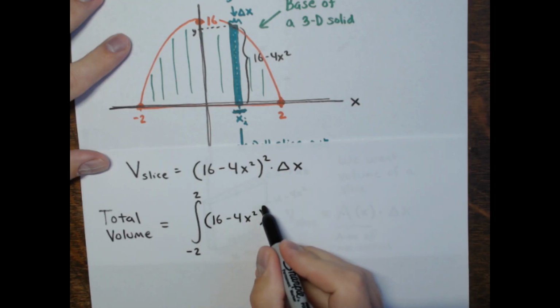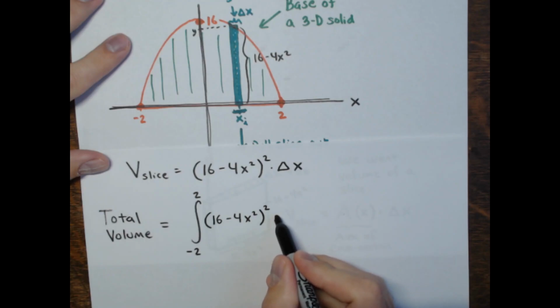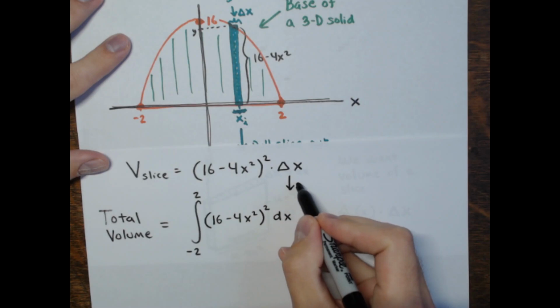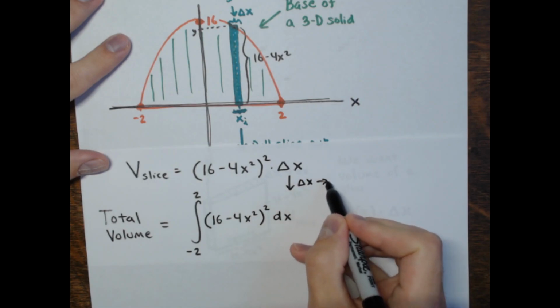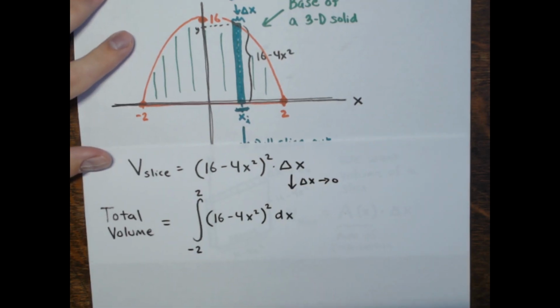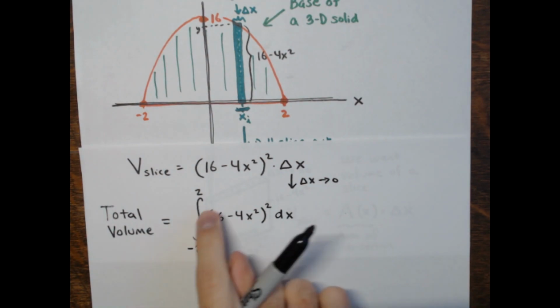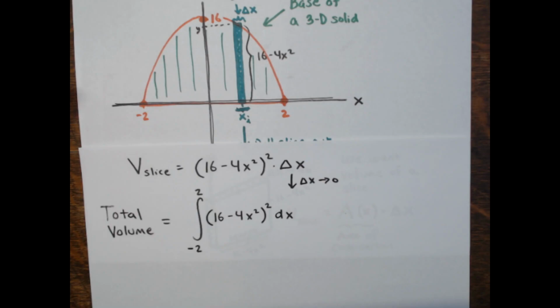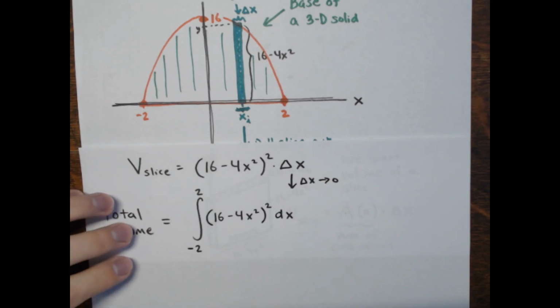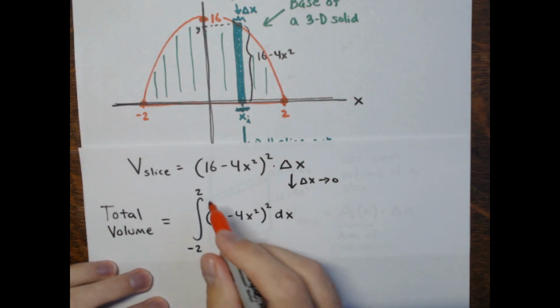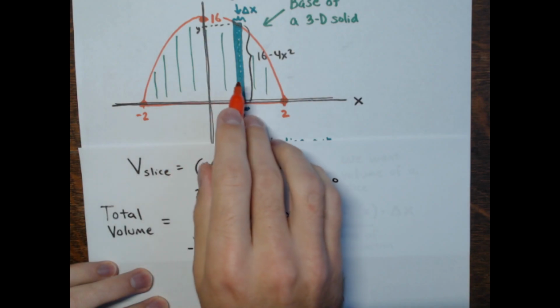16 minus 4x squared, and then again, delta x here becomes dx, right? We have delta x approach 0, becoming dx, right? All right, and now I'm just integrating this. Okay. So one thing I'm noticing that can simplify this a tad, do you see the symmetry?